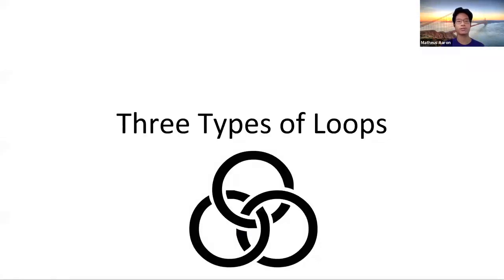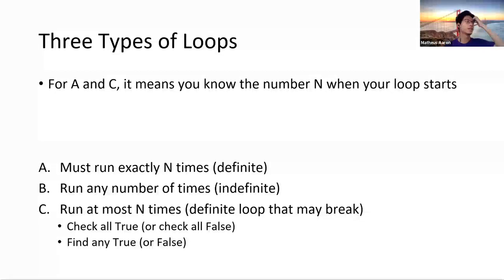Okay. Yeah, I'll just touch this one. Okay. So in lecture, the prof taught you about 3 types of loops. Okay. No, that's not the logo of a cult, but yeah, they taught you 3 types of loops. So there are 3 types of loops. First is A, must run exactly n times, or definite. B is run at any number of times, indefinite. And C is run at most n times, a definite loop that may break.